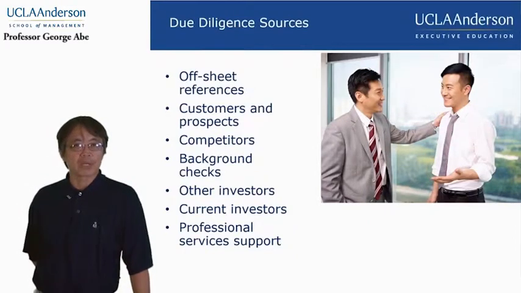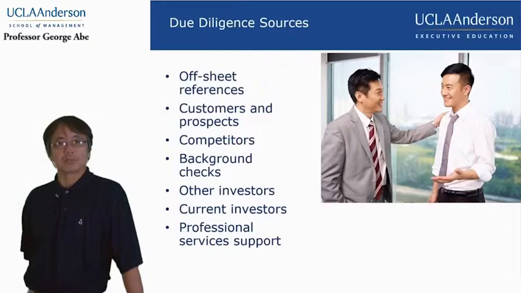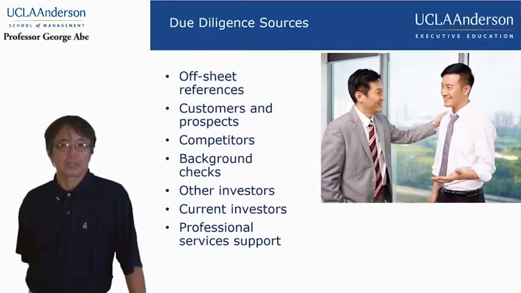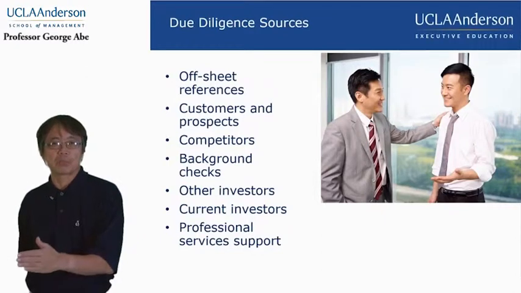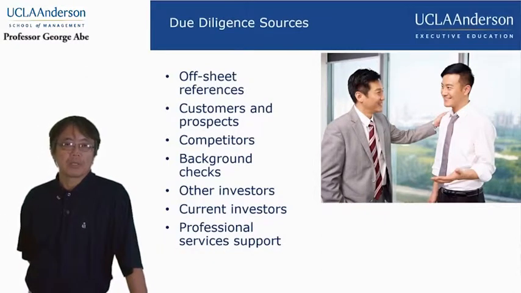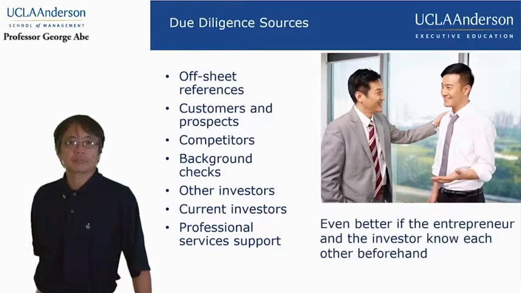They'll take a look at your competitors. They'll possibly do a background check to see if there's any criminal issues here. They'll talk to other investors that have invested in you previously. If you already have investors, let's say they're doing a Series A round, but there's an angel round that preceded them, then they'll call them up. And they'll ask for professional services support, such as your accountant, your lawyers, people you do business with.